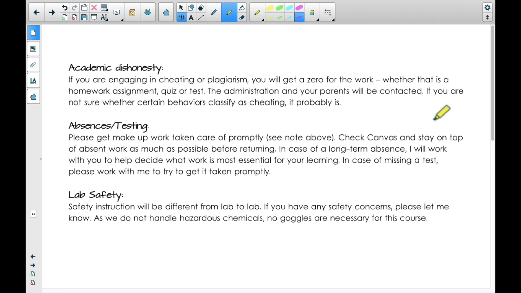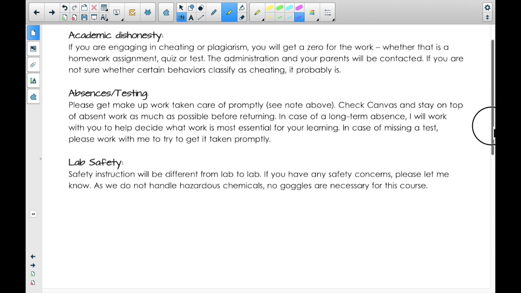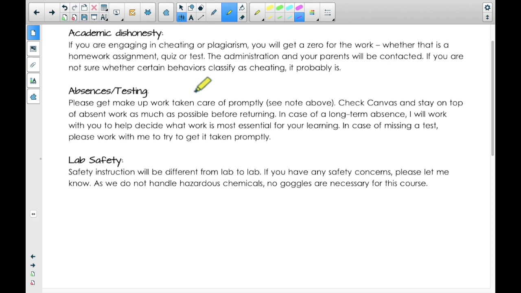Absences. We are still in the middle of a pandemic, so some of us might be quarantined from time to time. When that happens, you might be too sick to do things. Or maybe you're just sitting at home because you're quarantined. You're not actually sick or you're not actually symptomatic. So please make sure to get work taken care of promptly, because we will have a lot of work and you do need to stay on top of your work.